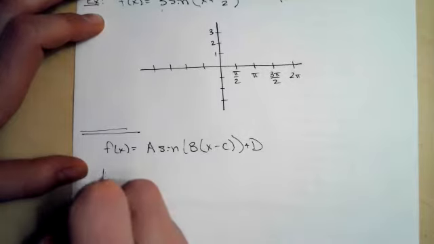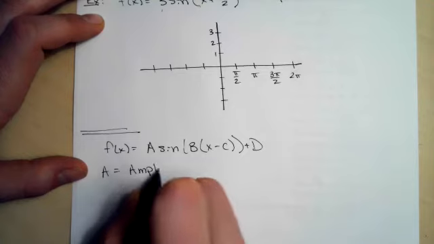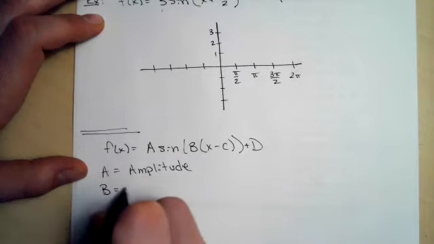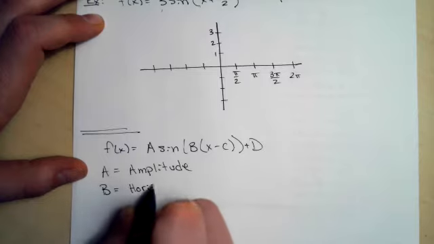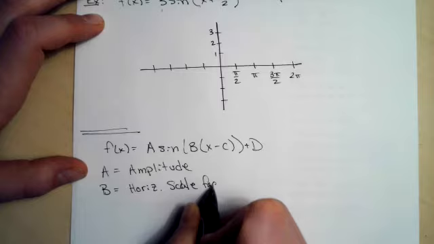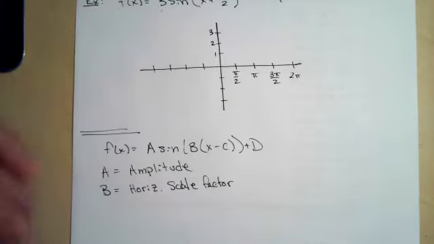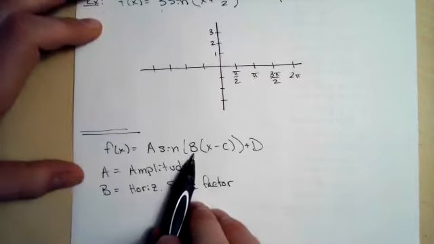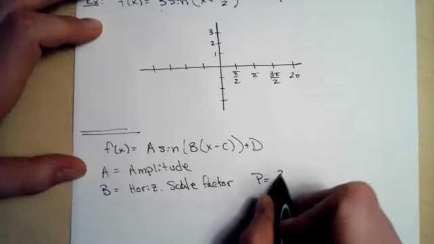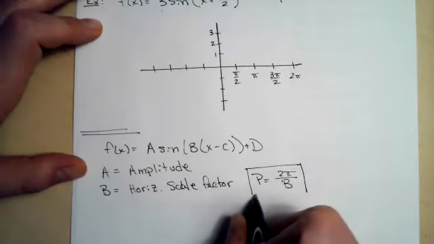What do all these constants mean? So that a out front is our amplitude. It's our y stretch. B is the horizontal scaling factor. And in particular, why do we care about B, or how do we use this scaling factor here? Mainly in this equation, that the period is 2 pi over B. So that's a key one. You're going to want to remember that one.